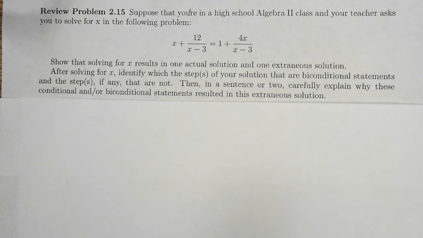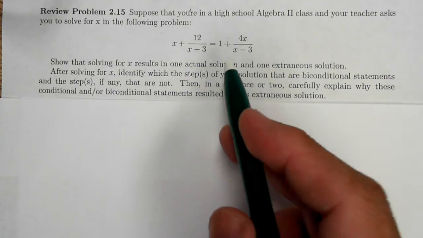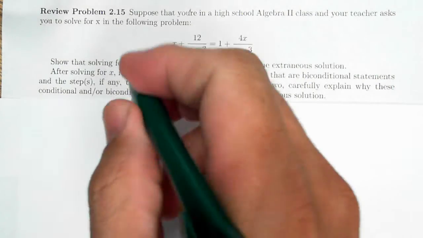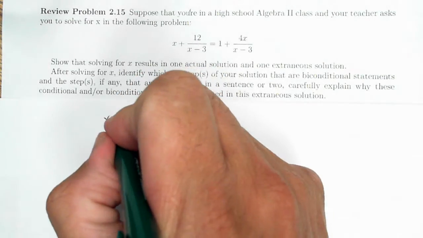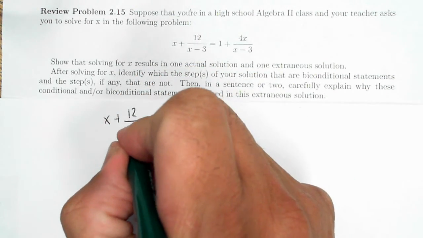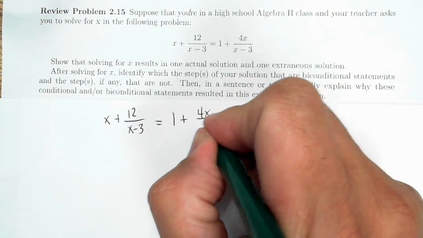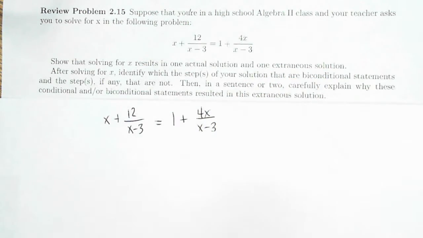Alright, we have this problem that could arise in an Algebra 2 class. So let's solve for x and see what happens. Okay, so let's get a common denominator. Well, let me repeat the initial line first. So x plus 12 over x minus 3 is equal to 1 plus 4x over x minus 3.